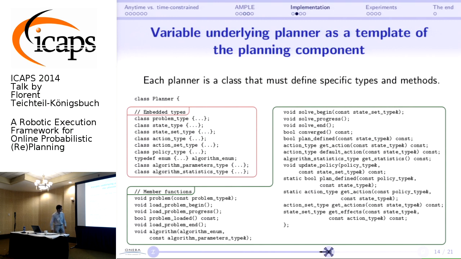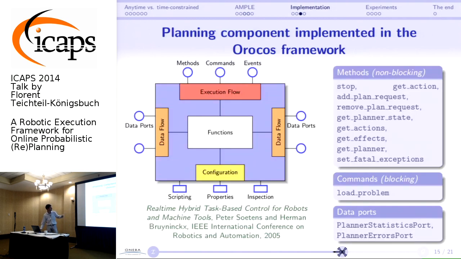It's simple. In fact, you just have to give some functions. And the most important one, again, is this one, solve progress. If I take value iteration, solve progress would just be a Bellman backup update. And it was implemented in the Orocos framework. In this robotic framework, we have multiple components, one responsible for planning, another for vision, another for control laws, etc.